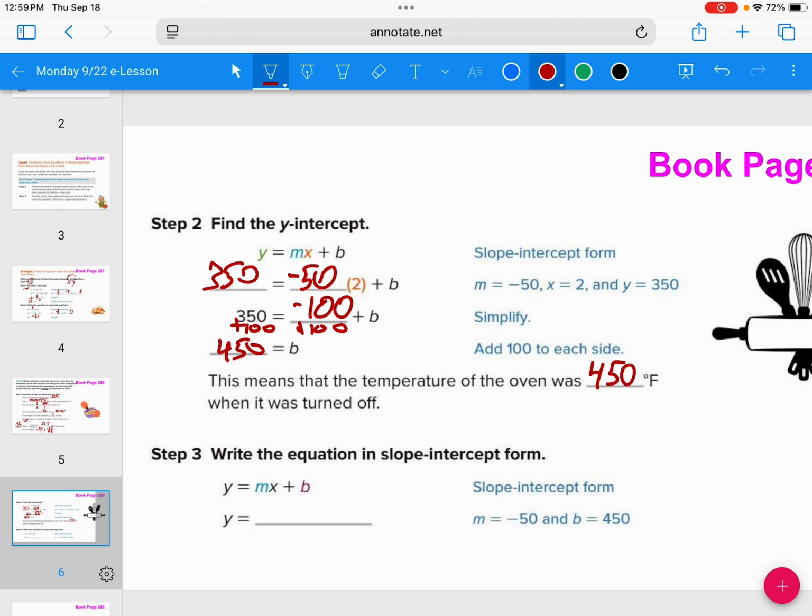Step 3 is to write the equation in slope-intercept form. So now we're going to take this b that we found and we're going to insert it. So our m was negative 50, and that goes attached to x. And our b is 450. So that's our final equation. Y equals negative 50x plus 450.